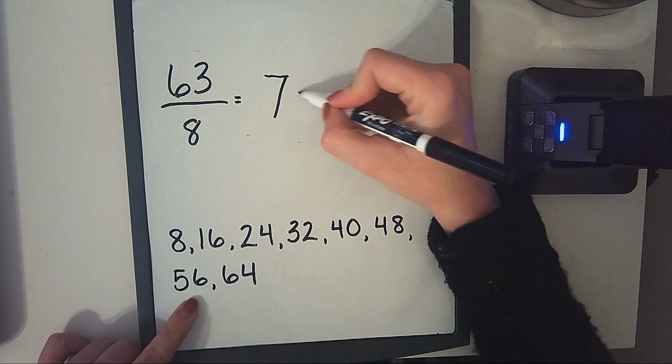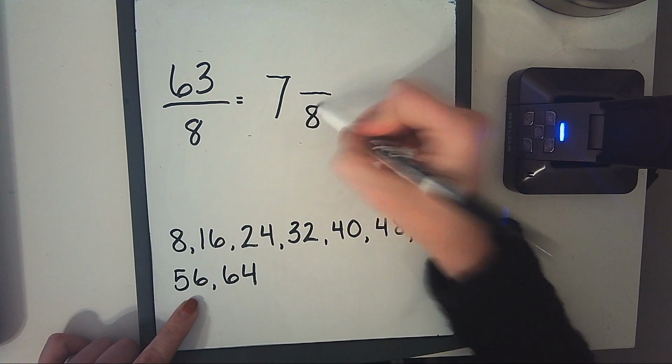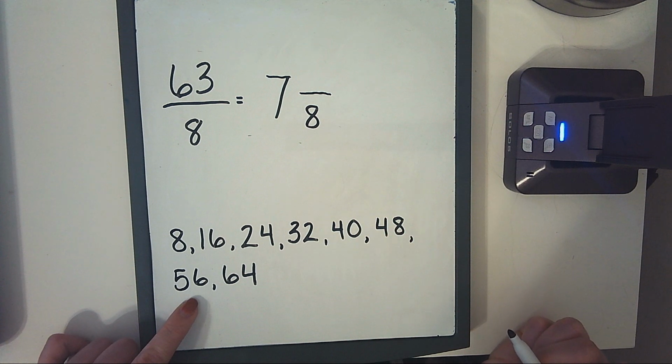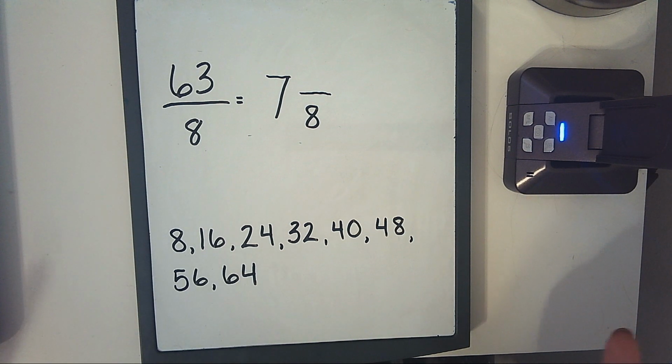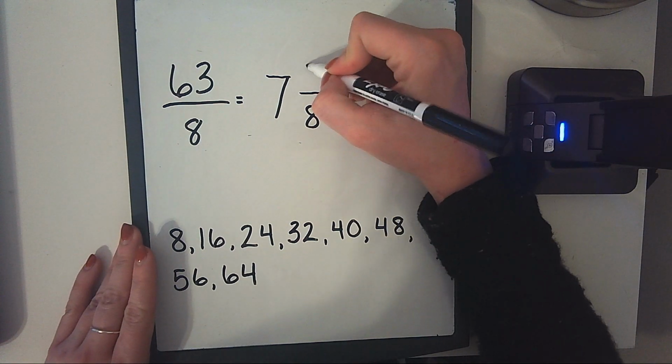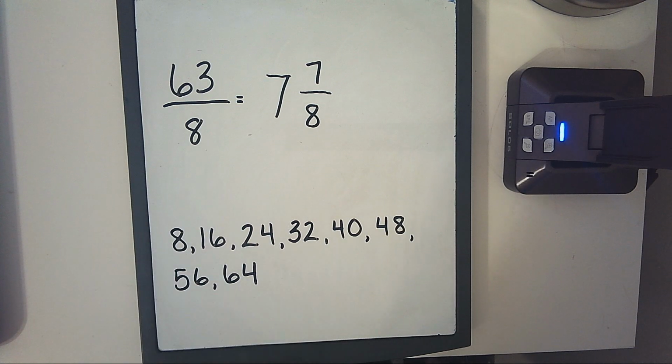And then I would count up from 56 to 63 to see how much I would have left to put on top of my denominator. So 56, 57, 58, 59, 60, 61, 62, 63. So if I counted up to 63, I would have 7. So our answer is 7/8 miles.